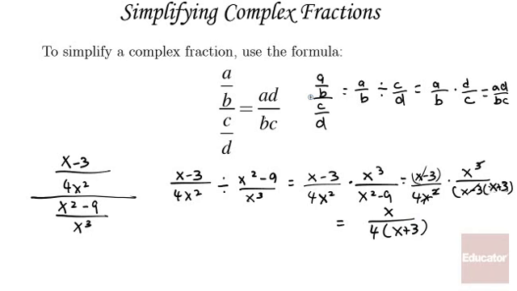So again, just using this formula, I started out with this complex fraction. I took the fraction in the numerator, x minus 3 over 4x squared, and I said, okay, I'm dividing that by x squared minus 9 divided by x cubed. So that's the same as taking the first rational expression and multiplying by the reciprocal of the second rational expression. I went ahead and I factored out whatever I could in order to simplify, and I found that I did have some common factors. I had a common factor of x squared, and I had a common factor of x minus 3.